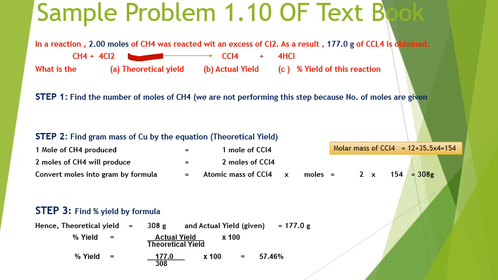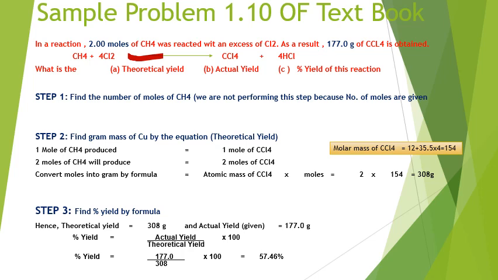It says CH4 reacts with 4Cl2. If I read it, 1 mole of CH4 reacts with 4Cl2 to produce 1 mole of CCl4 and 4 moles of HCl. What I have to do? I have to calculate theoretical yield, I have to calculate actual yield, and I have to find the percent yield of the reaction. Right?